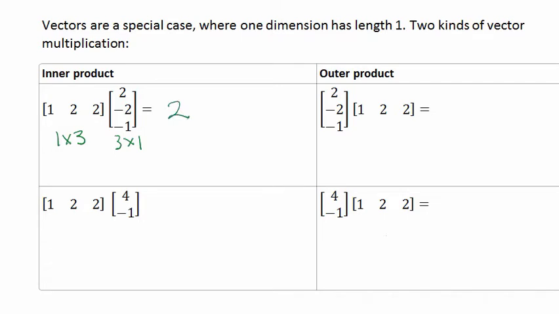A 1 by 1 value, or a number, we give it a special name in linear algebra. We call it a scalar. And because of that, we sometimes call the inner product a scalar product.